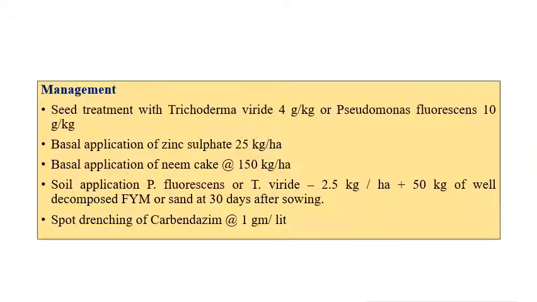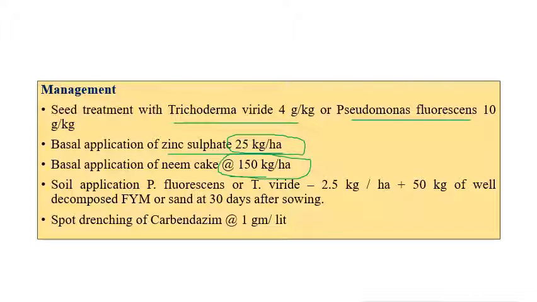So coming to the management aspect, seed treatment with Trichoderma viride, a biocontrol agent, at 4 gram per kilogram of seeds, or Pseudomonas fluorescens, which is a bacterial biocontrol agent. Trichoderma is a fungal biocontrol agent, whereas Pseudomonas fluorescens is a bacterial biocontrol agent, recommended at the rate of 10 gram per kilogram. Basal application of zinc sulfate at the rate of 25 kilogram per hectare, or basal application of neem cake at the rate of 150 kilogram per hectare, can also be recommended.